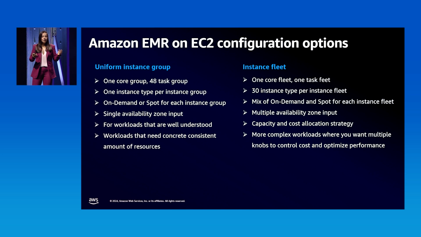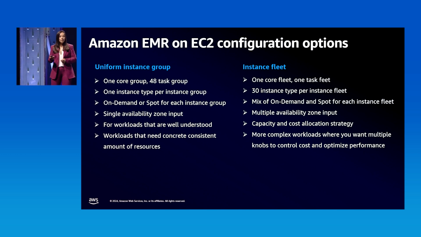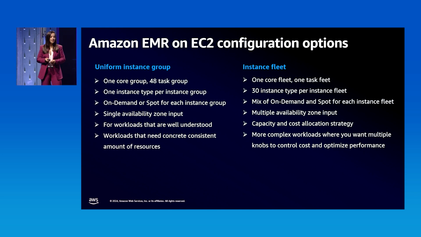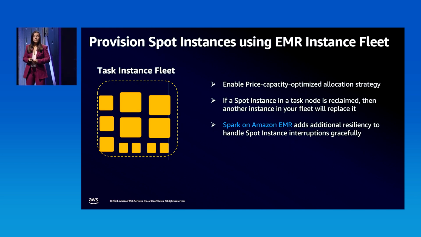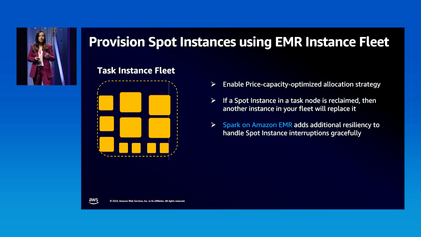So depending on your needs, if your workloads are really simple, use unified instance group. If your workloads are more complicated and you really want to get the performance from Amazon EMR, use instance fleet. A good option also to save costs is to use EMR with spot instances, especially when you are running Spark workloads, because Spark handles these spot interruptions well.